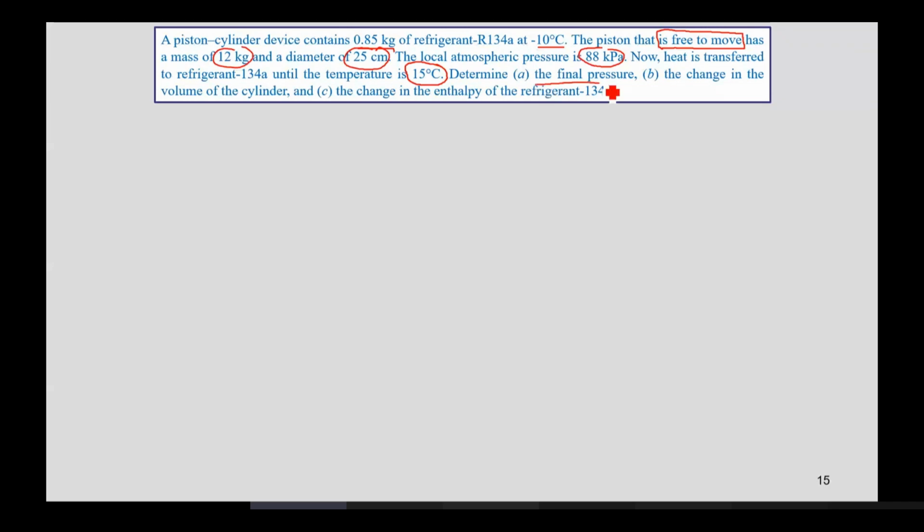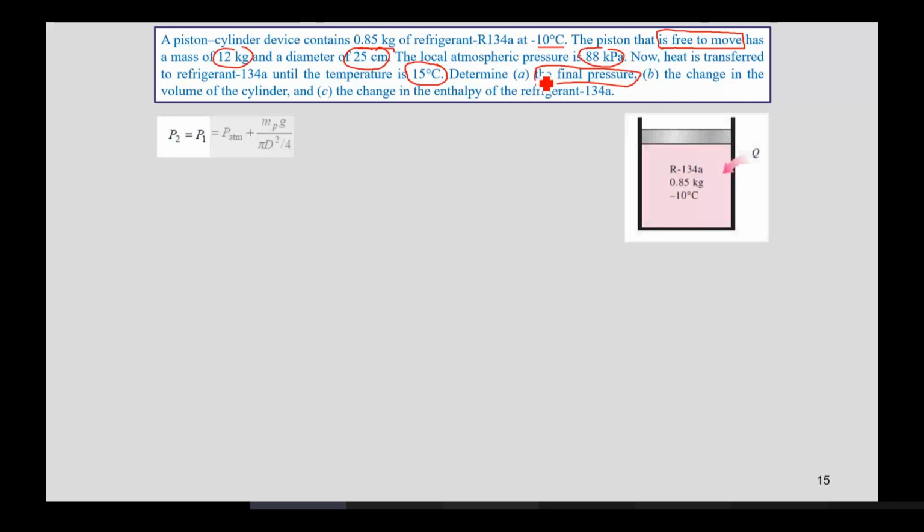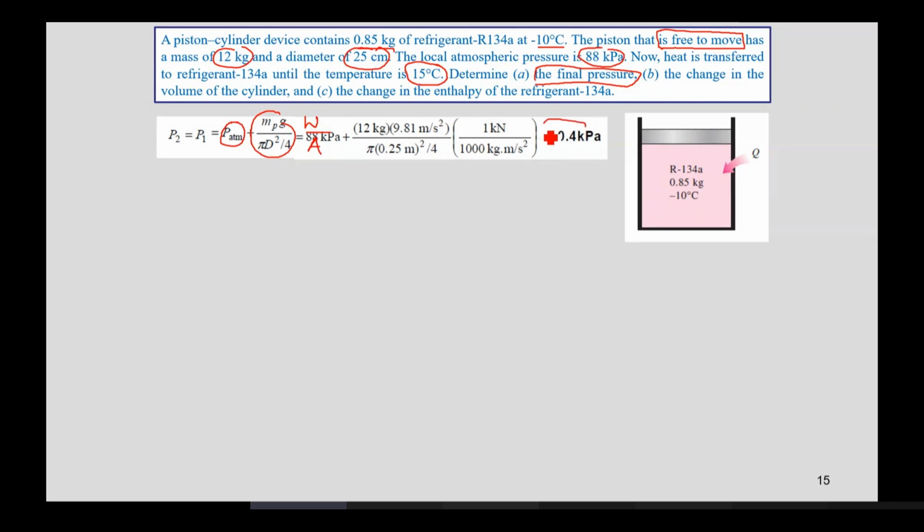You have to determine the final pressure as the first part. Final pressure would be the same as the initial pressure. Why? Because the piston is free to move and the pressure is basically contributed by the atmospheric pressure and the weight of the piston. So mg, representing the weight of the piston, divided by the cross-sectional area of the piston would give you the total pressure of your system, which is 90.4 kilopascal. So now you have two states.